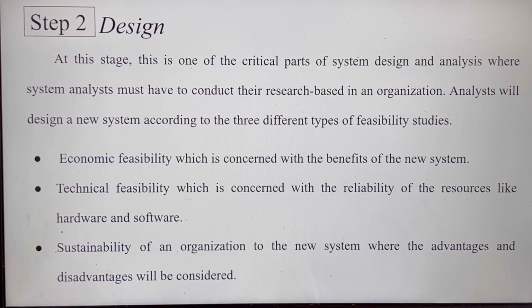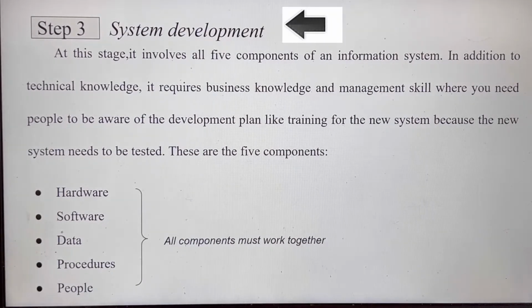And now let's suppose that the team was able to choose the right new system for the company, and now after design they have to go through step 3, which is the system development. In this stage, it involves all 5 components of an information system, because it requires business knowledge and management skill, where you need people to be aware of the development plan, like training for the new system, because the new system needs to be tested.